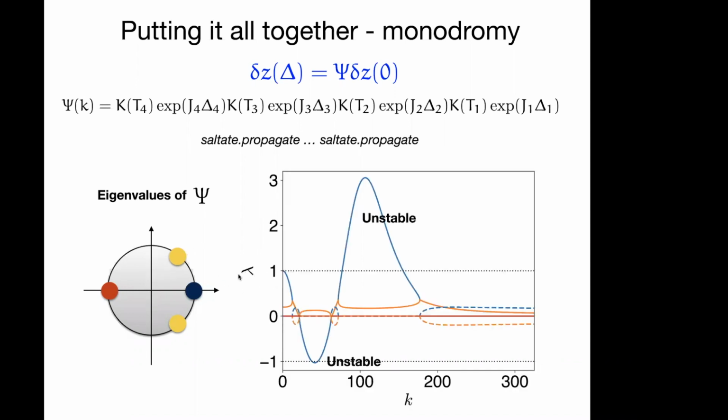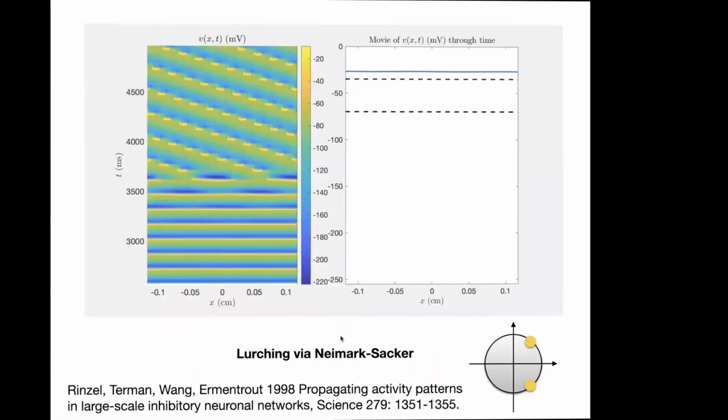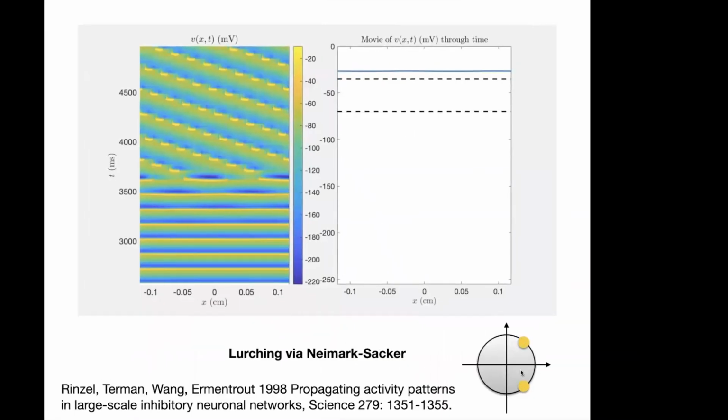A typical sort of lambda as a function of k, your sort of continuous spectrum that you might be familiar with in pattern forming systems, might look something like this. So in this example, lambda has left the unit disk this way. Here it's just sneaking down below -1 this way. So this would flag up an instability. You can also leave the disk via the Neimark-Sacker route. This is what this is called.